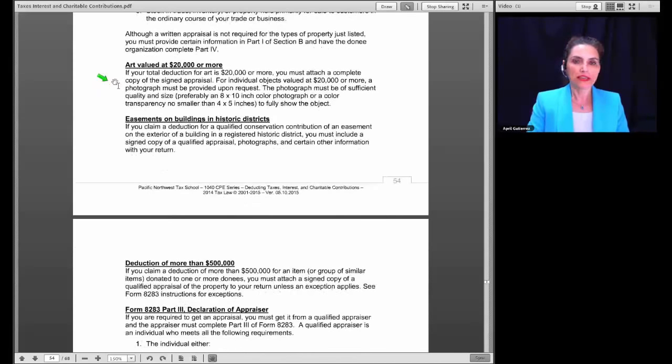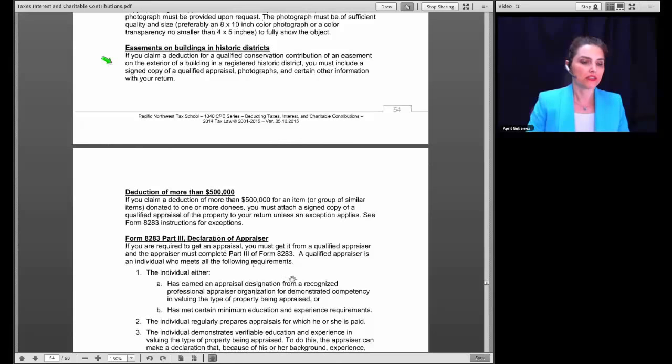Art valued at $20,000 or more. If your total deduction for art is $20,000 or more, you must attach a complete copy of the signed appraisal. And for individual objects valued at $20,000 or more, you must also include a photograph upon request. The photograph must be of sufficient size and quality, preferably an 8 by 10 inch color photo or a color transparency no smaller than 4 by 5 inches that fully shows the object.